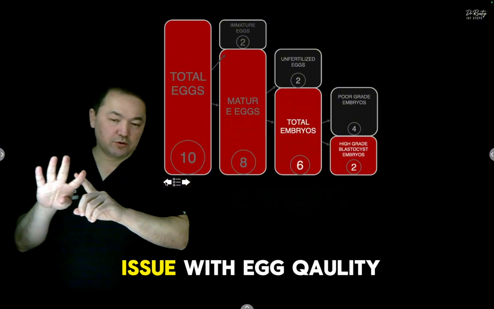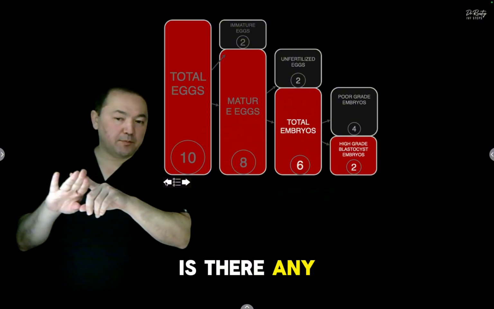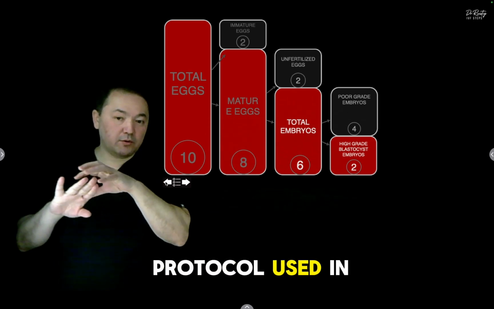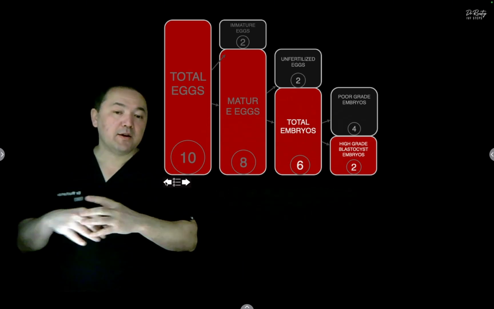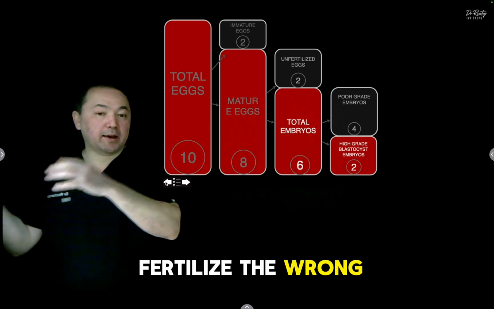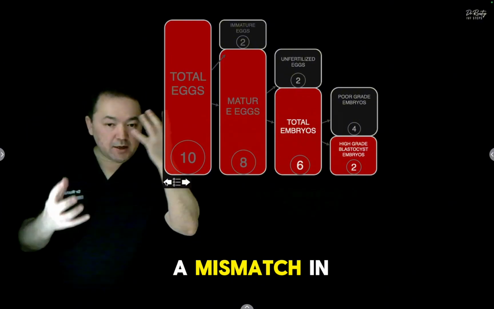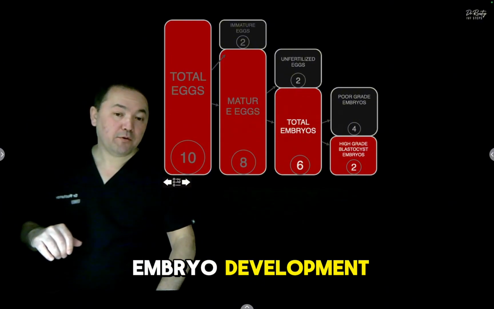Is there any issue with egg quality? Is there any issue with sperm quality? Is there any problem with the treatment protocol you used in that cycle? And the fourth is, of course, the role of chance. Just by chance, the wrong sperm fertilized the wrong egg, and you had a mismatch at the fertilization stage, and you had a poor quality embryo development.